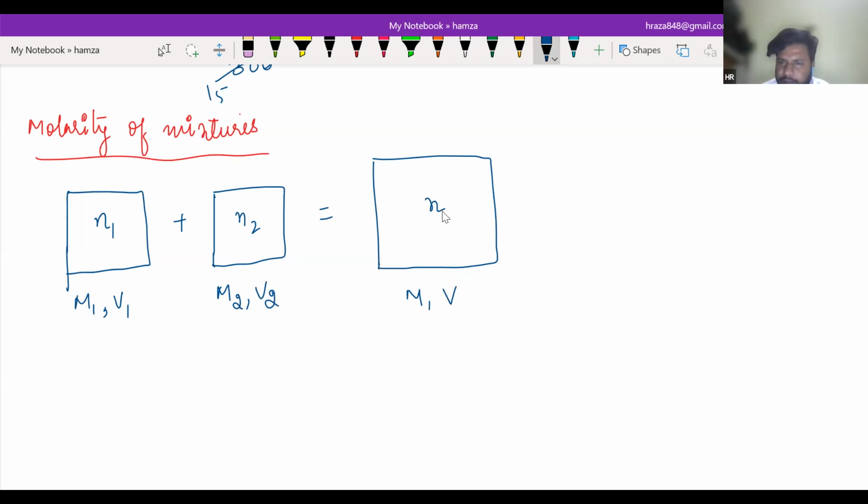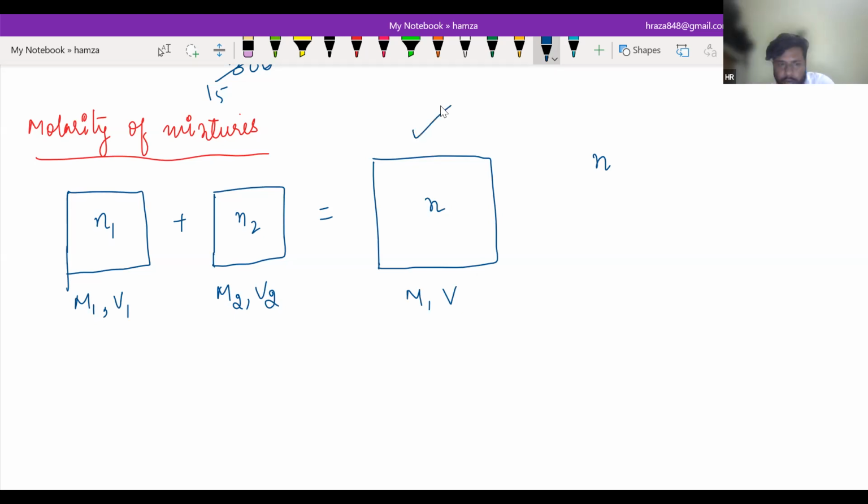Are you getting it? What happened here? There is a container in which a solution is present which has molarity M1 and volume V1. There is another container which has molarity M2 and volume V2. Now we are going to mix both solutions in a single container. So this N represents number of moles of solute.